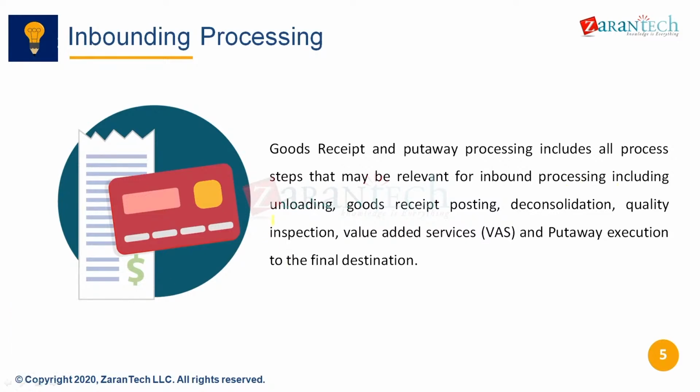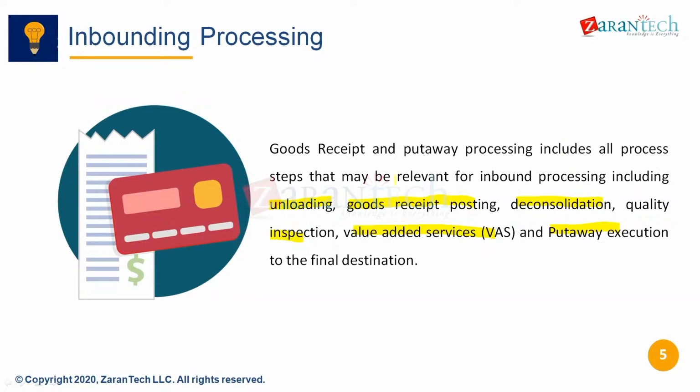Inbound processing comprises several steps: unloading the goods from the truck, goods receipt posting, then repacking the parts, executing quality inspection, and value-added services like relabeling or repacking before you put it into the bin. Any kind of value-added service can be executed on a part before it goes into the bin. And finally the putaway happens into the bin. These are all the possible steps in an overall inbound process.